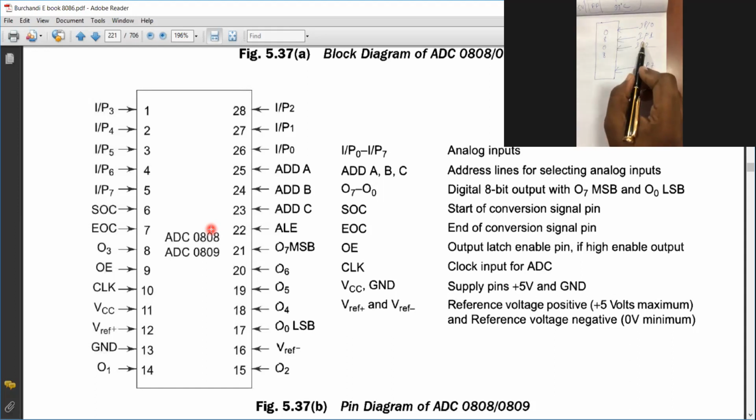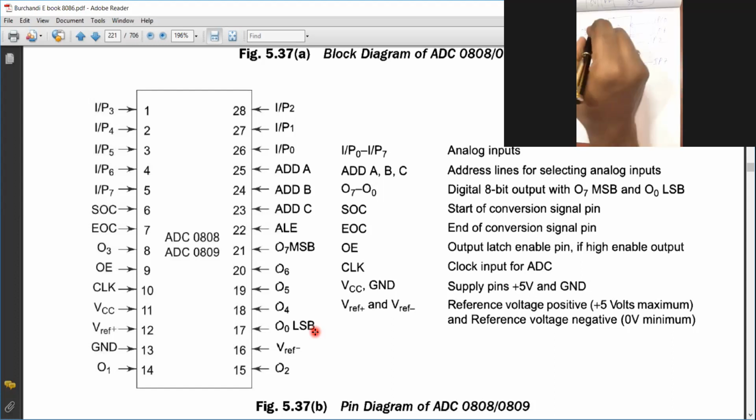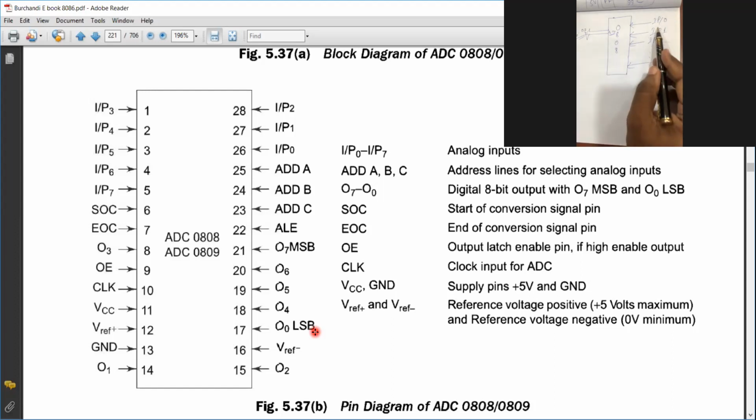Here you will get any analog signal, and over here you will get the outputs O0 to O7, just 8 outputs. O7 is the MSB, most significant bit. O0 is the LSB, least significant bit. O0 to O7 are connected with any port of the 8255. That is a different issue and will come later. But O0 to O7 means for any analog input, you get the corresponding output.